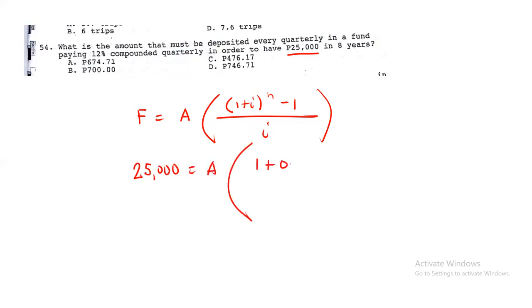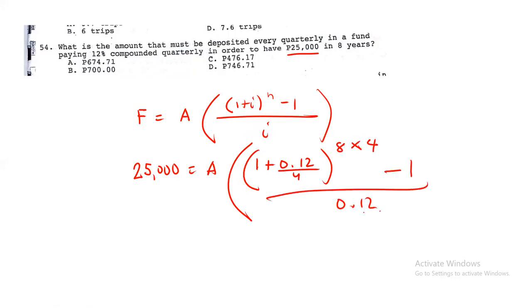So, future worth natin, 25,000 is equals to A, then 1 plus 0.12 over 4 raised to, ilan yung number of years? 8, then times 4 dahil compounded quarterly nga, di ba? Minus 1 over 0.12 over 4. Then, makuha natin si annuity. So, ganun ulit. Ang sagot, 54,476.17.